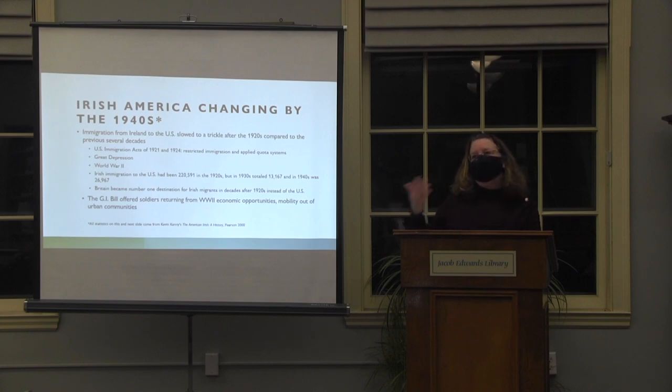In the 1940s, you've got soldiers coming home from World War II. They've got the GI Bill. They've got some upward mobility, maybe for the first time for some of their families. They start to move out. They're encouraged with federal loans to move out to the suburbs and establish themselves there. So those concentrated neighborhoods start to disappear, or at least disperse.